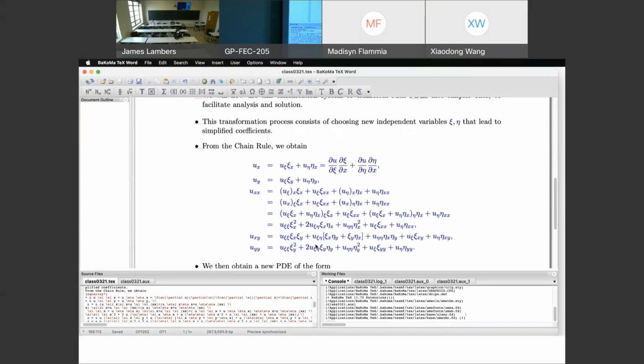u_xy, u_yy will have a similar form. You use the same kind of approach. Like I would take the derivative of this with respect to y to get this, and then the derivative of this with respect to y to get this. And you see that all these second partial derivatives have a similar form.